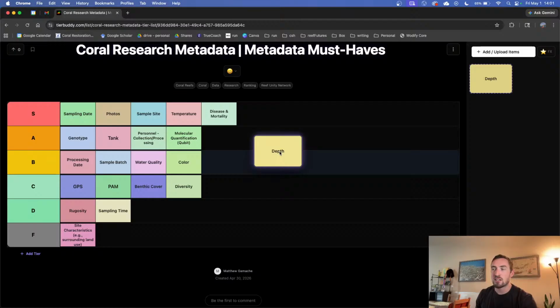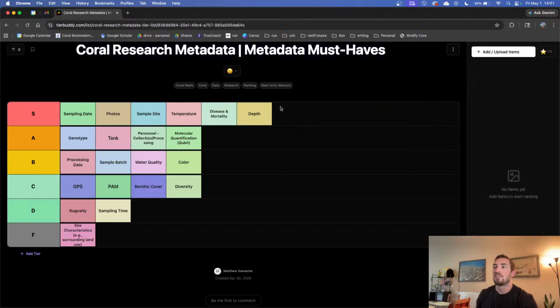Depth has to be in the same tier as temperature. Shoot, you're right. They're usually linked, especially with bleaching. You're totally right on that, Eli. It's really important for knowing what Symbiodyniaceae might be present too.